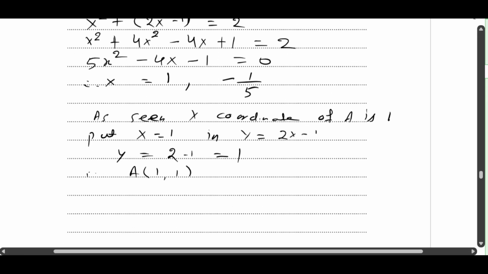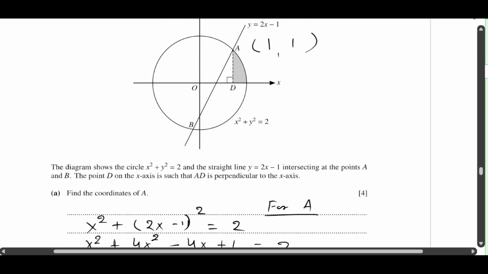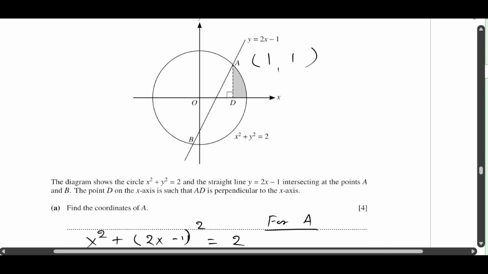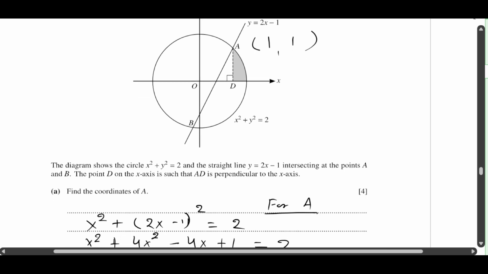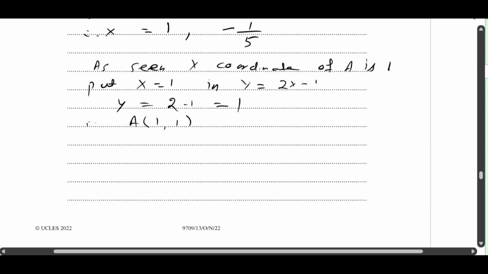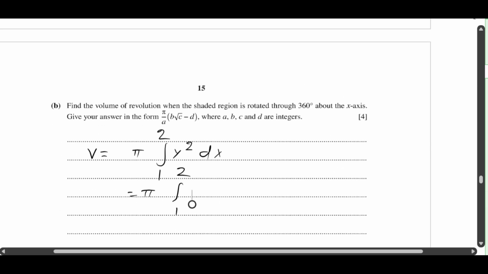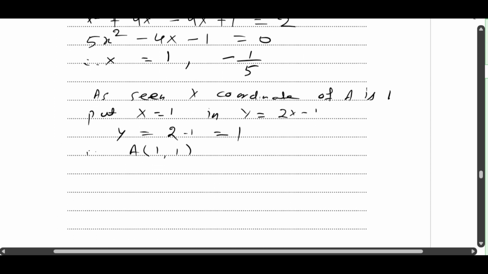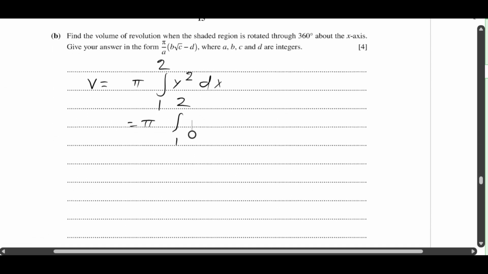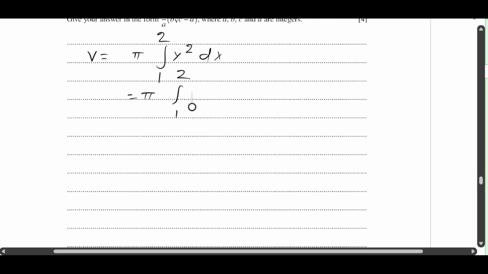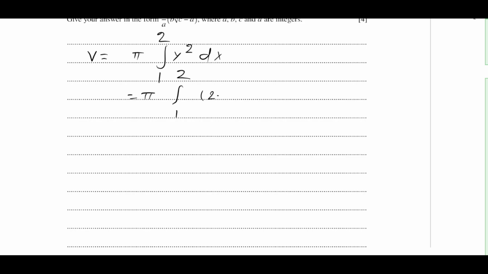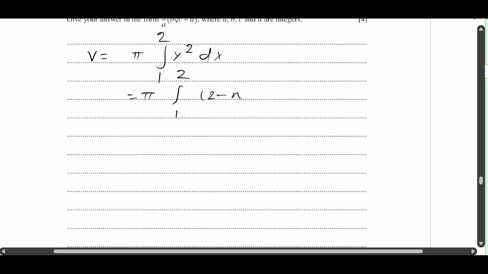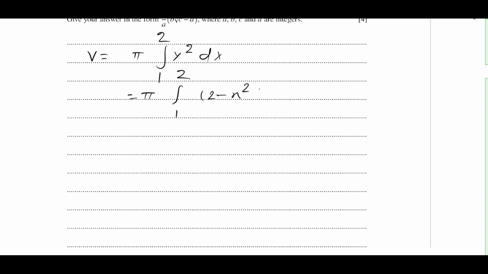Okay, so here A is 1, 1. Now here I have to integrate y square. Now what is y square? For the circle y square is 2 minus x square, so it is 2 minus x square into dx.